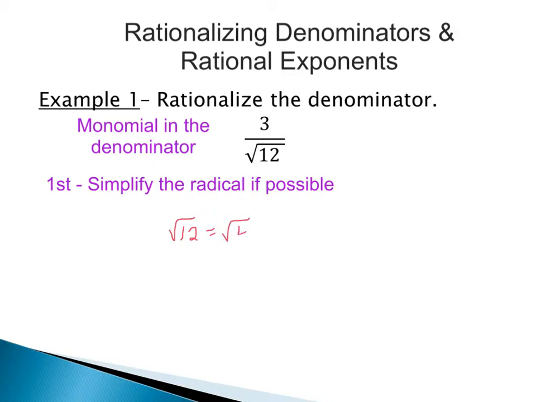be 4. So I can rewrite this as the square root of 4, square root of 3. And then the square root of 4 becomes 2. So simplified, I can rewrite this original fraction as 3 over square root of 12 simplifies to 2 square root of 3. So first we want to try to see if we can simplify that radical. If we can, simplify it. If not, then we need to look at the type of radical that we have.